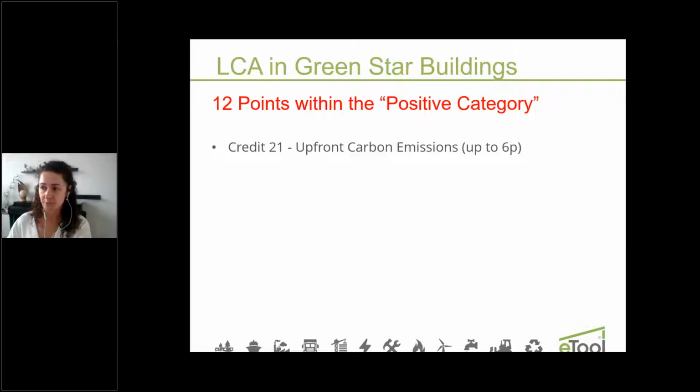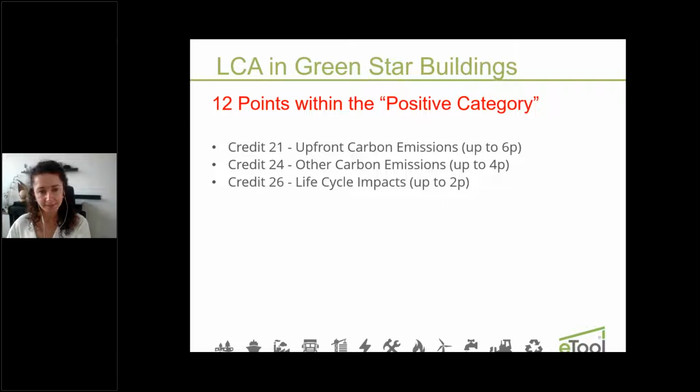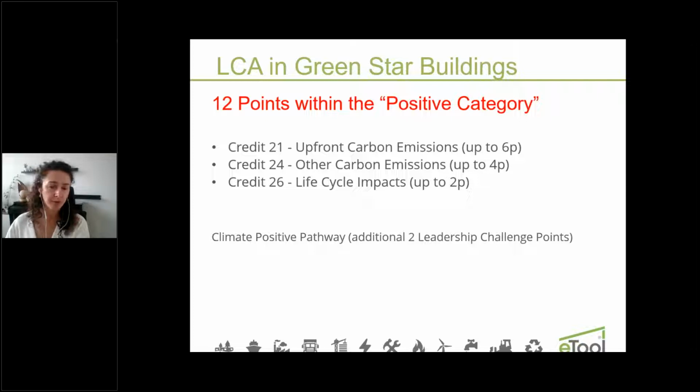Credit 21 is upfront carbon emissions, 24 is other carbon emissions, and 26 is life cycle impacts. It's the classical life cycle assessment model, in the past known as the materials credit. There is also a climate positive pathway that you may have heard of.